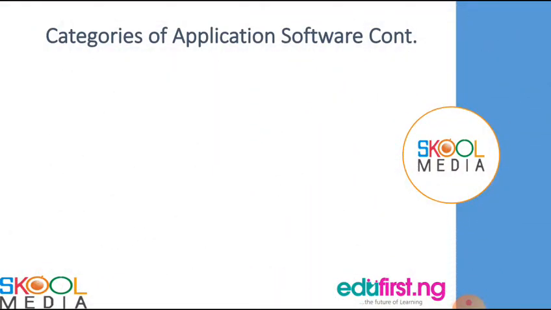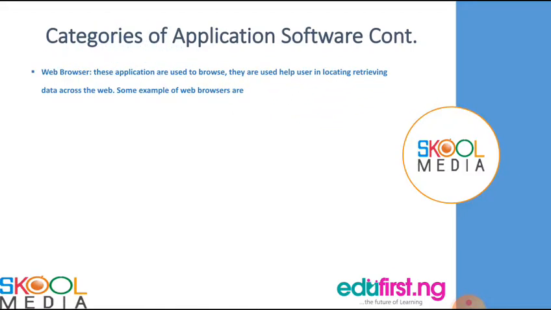Now we move to the web browser. It is one of the categories of application software, and these are applications that we normally use to browse. They help us in locating and retrieving data across the web. Some of the browsers that we normally make use of are Google Chrome, Internet Explorer, Opera Mini, and UC Browser. We have many web browsers, but these are the ones that we are going to be citing in this class.